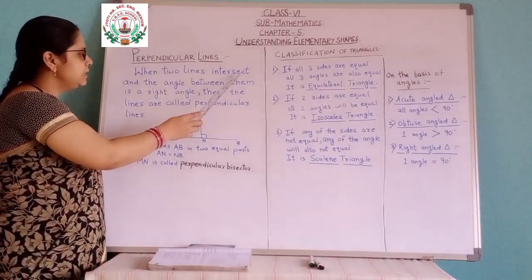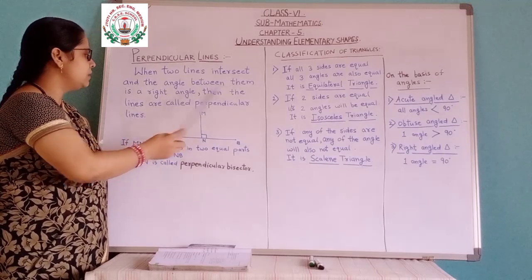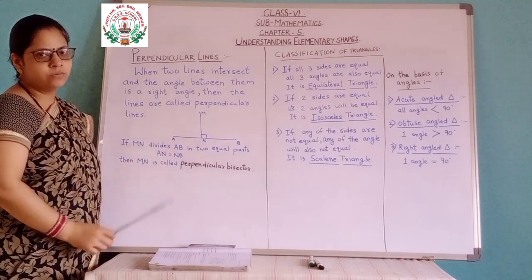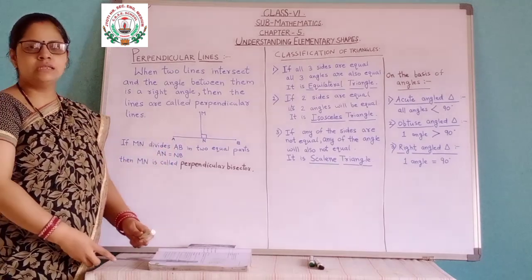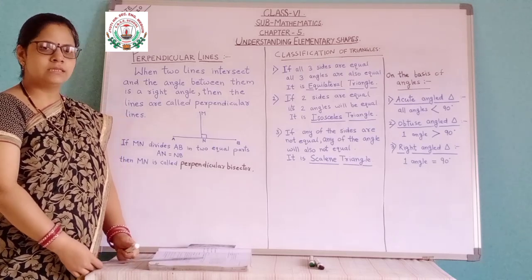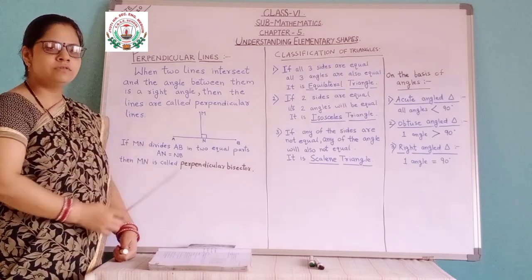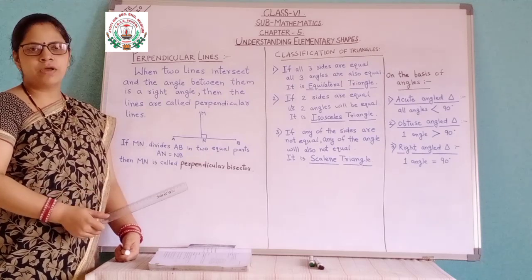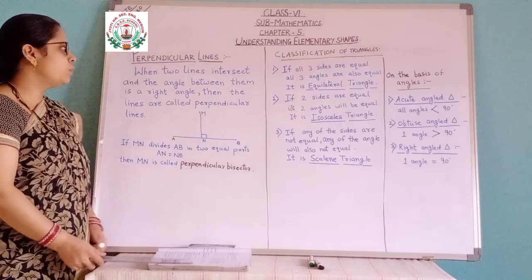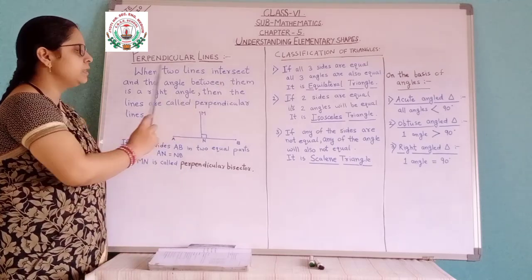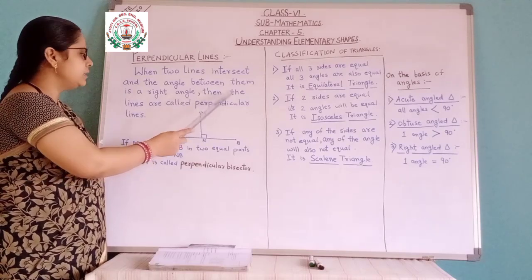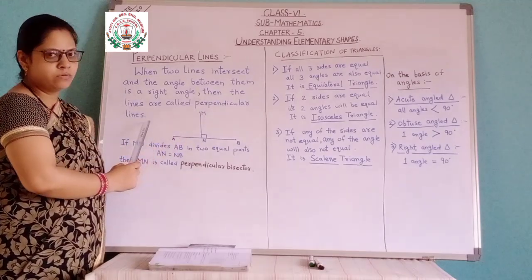When two lines intersect and the angle between them is a right angle, then the lines are called perpendicular. Intersecting lines we have seen in chapter 4, when two lines cross each other. That is called as intersecting lines. And right angle also we have seen, in chapter 4 and in the beginning of chapter 5. Right angle means 90 degree. So when the two lines intersect and the angle between them forms a 90 degree angle, right angle, then that kind of lines are called as perpendicular lines.